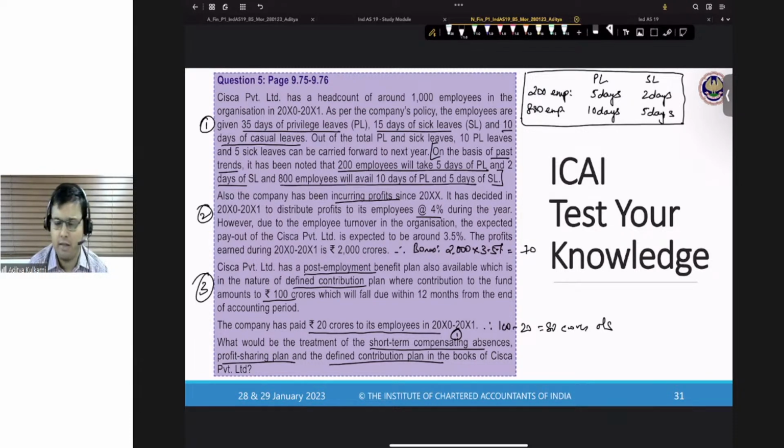Have you understood all the three treatments? Yes. Rashmi, Kaushiki, where are the others? Have you understood all the three treatments? Yes. All clear? Please confirm.